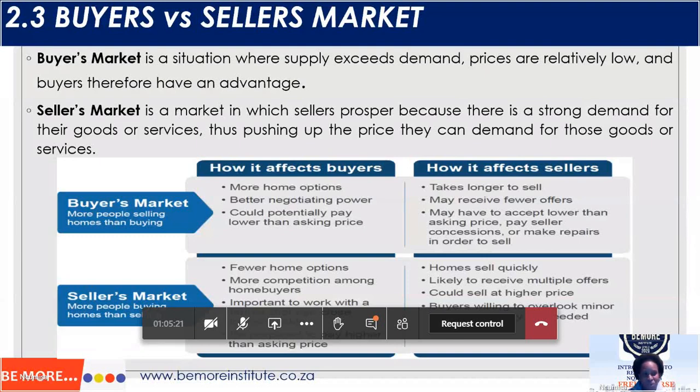What does it mean when you're talking about a seller's market? A seller's market is a market in which sellers prosper because there is a strong demand for their goods or services, therefore pushing up the prices they can demand for those goods or services.